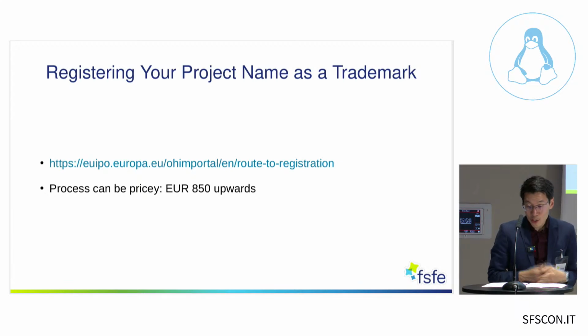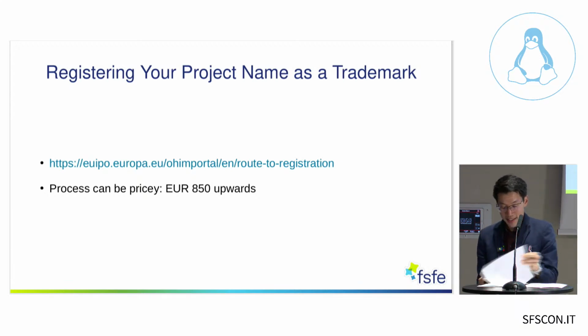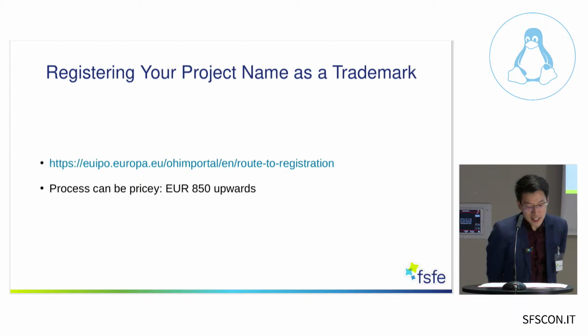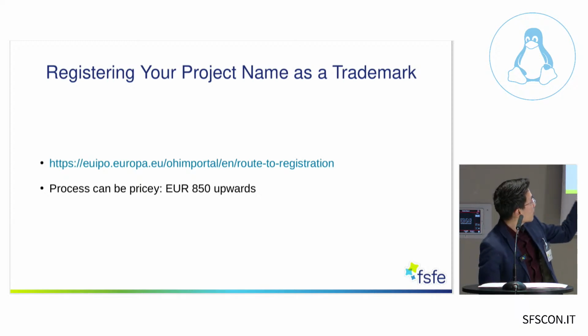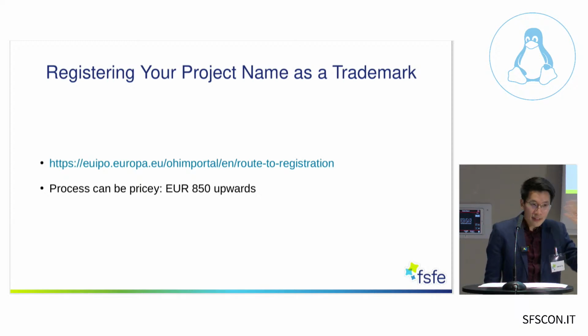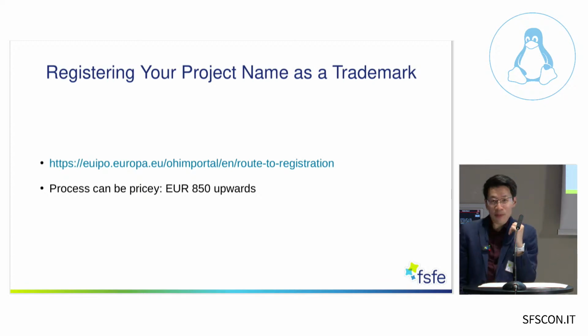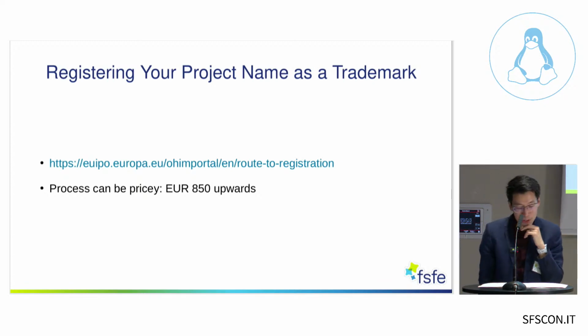Right. What do you get out of registering your project name as a trademark? It grants you exclusive rights in all current and future member states of the European Union. You can obtain these rights through a single registration, and there's a guide for how to do so at this website. Unfortunately, it can be pricey. It costs 850 euros to do this.